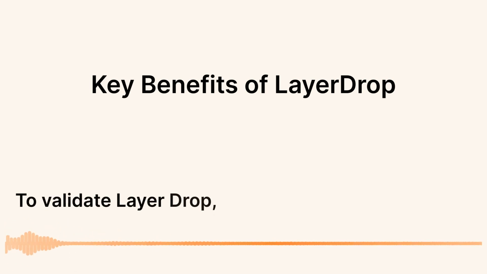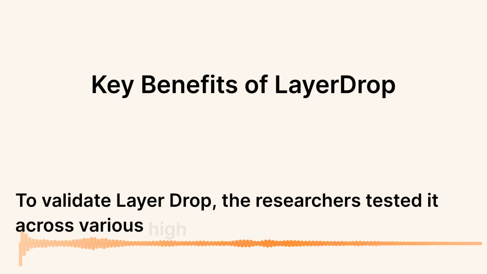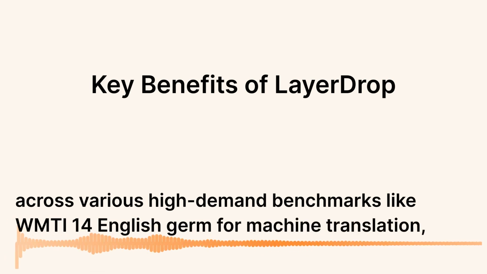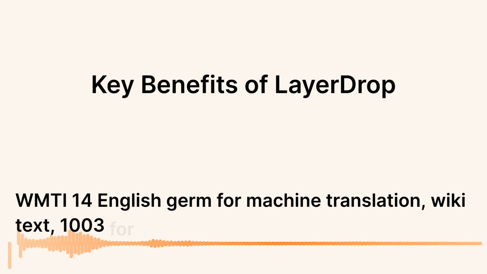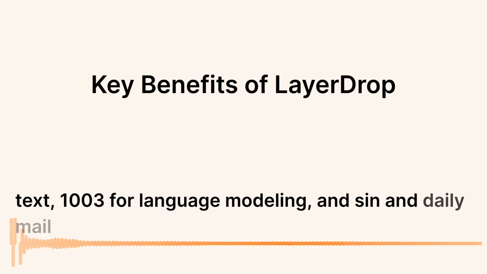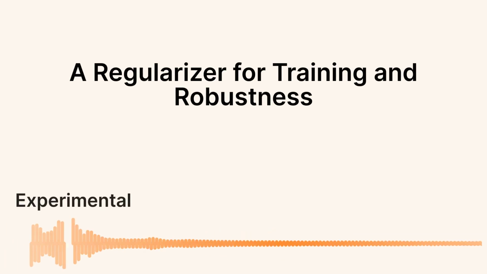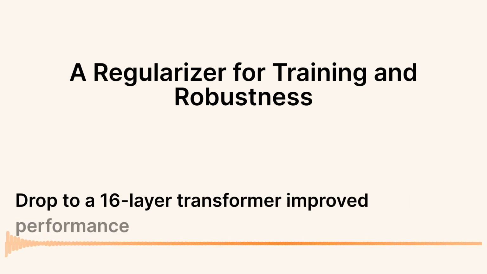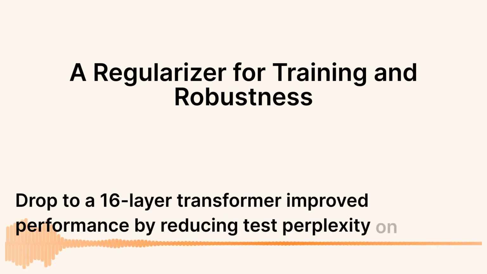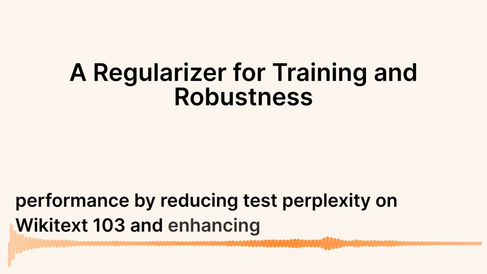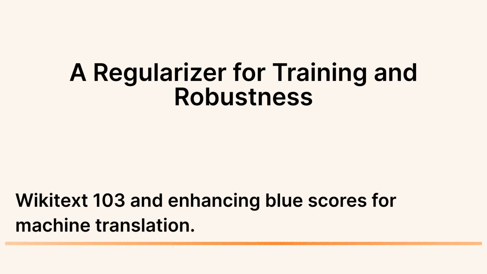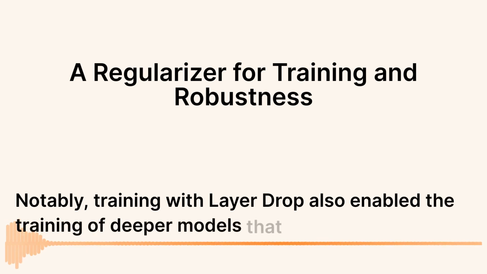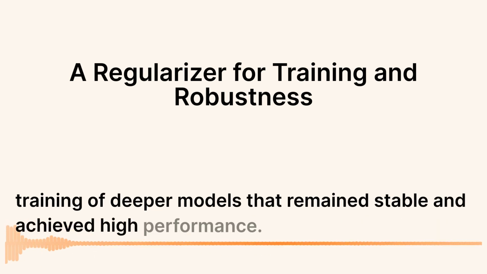To validate LayerDrop, the researchers tested it across various high-demand benchmarks like WMT14 English German for machine translation, Wikitext 103 for language modeling, and CNN and DailyMail for summarization. Experimental results showed that applying LayerDrop to a 16-layer transformer improved performance by reducing test perplexity on Wikitext 103 and enhancing BLEU scores for machine translation. Notably, training with LayerDrop also enabled the training of deeper models that remained stable and achieved high performance.